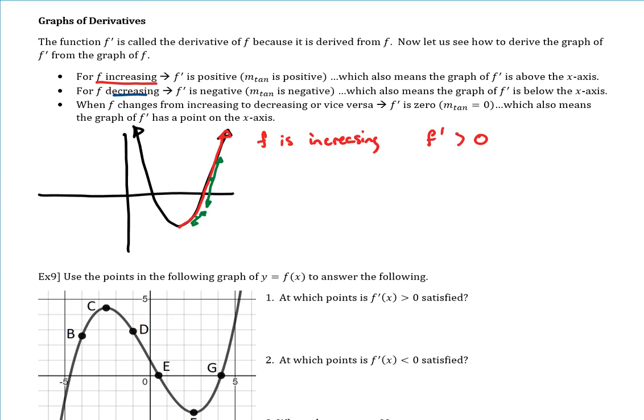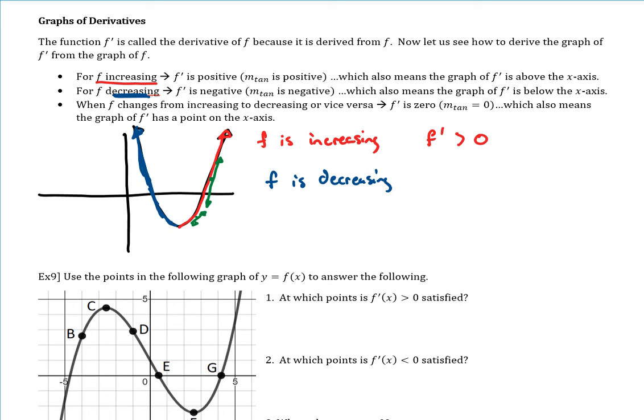Okay, and then our second portion, for f decreasing. In my parabola that I just drew randomly, that would be this bolded blue section. So that's where I'm drawing it down from left to right. So that's where f is decreasing.